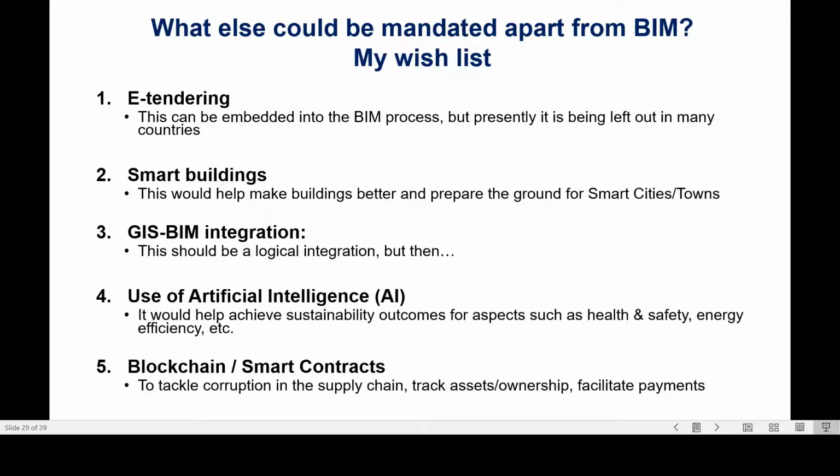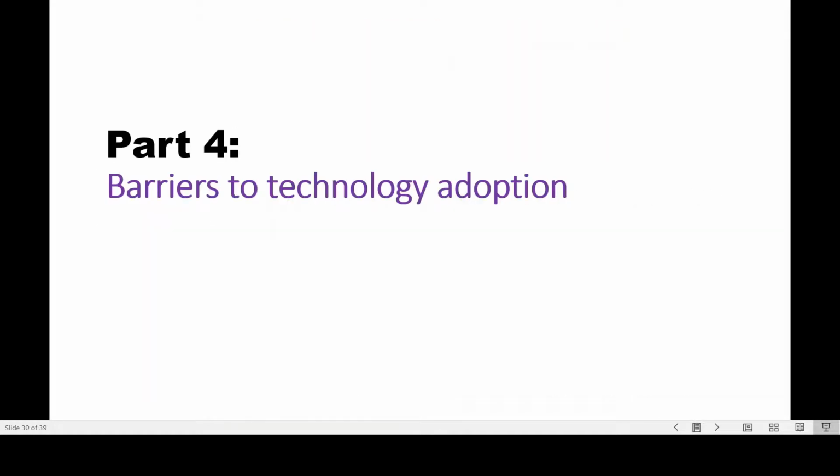And finally, I'd like to see some aspect of blockchain or smart contracts being mandated, for example, to tackle aspects of corruption, maybe through some sort of e-payment, blockchain-based payments, so you can literally track how money flows in the system. Assets and their ownership can be implemented in blockchain. Payment of contractors and subcontractors is one of the issues that bedevils the construction industry, where the big companies do not want to pay their subcontractors on time, for whatever reason. If you use smart contracts, people get paid when they need to be paid, and they will not be struggling to get their payment.